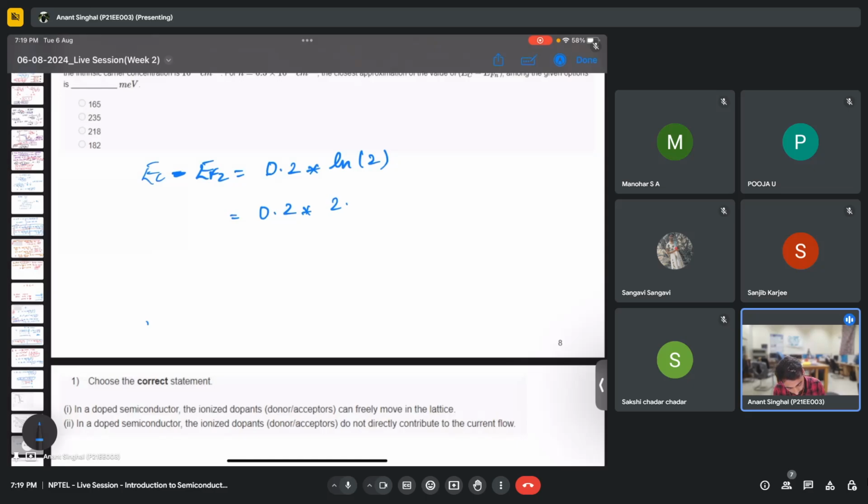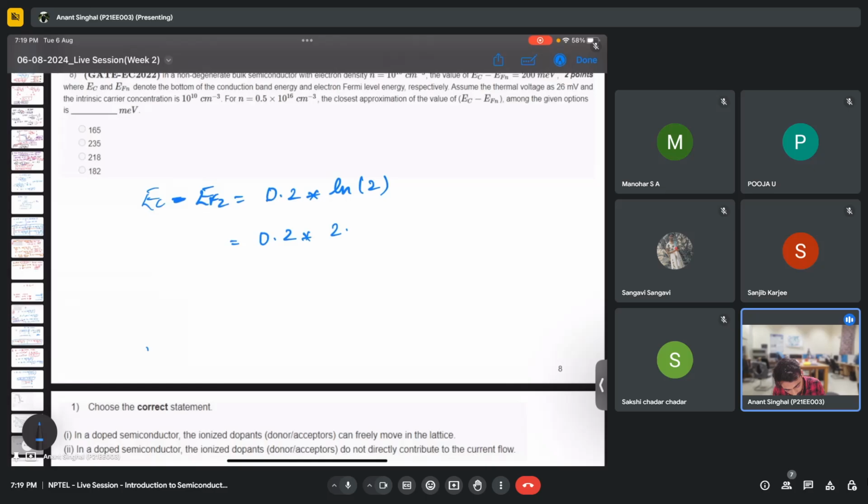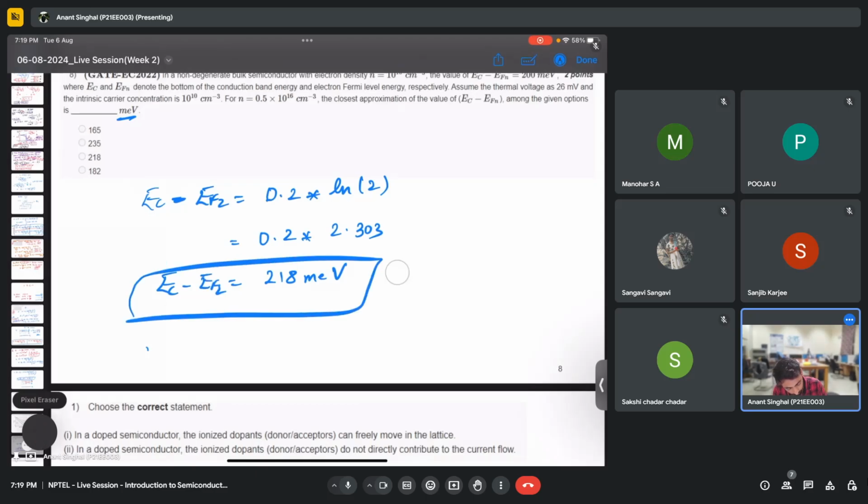forget the value, I guess. So the question has asked it in milli electron volts. So on solving, this will come out to be 218 milli electron volts. So this will be the answer. So let's move ahead.